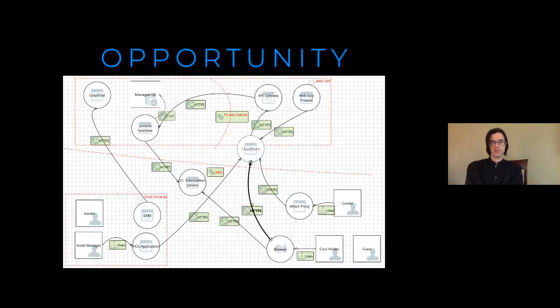For the opportunity principle, there are three factors to consider. The first is actor relationships. The hotel has some existing infrastructure in AWS. Then they have a tokenization service for tokenizing credit cards. We also need to consider information sharing with others in the same line of business. There are professional organizations for this.